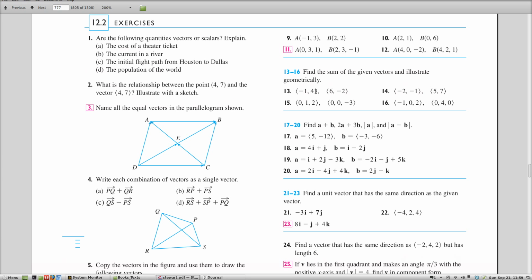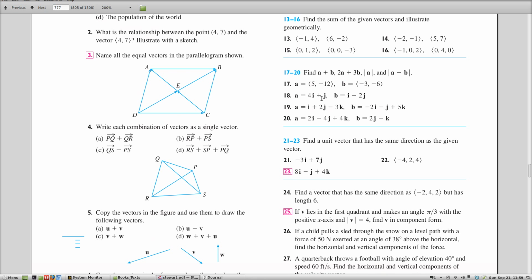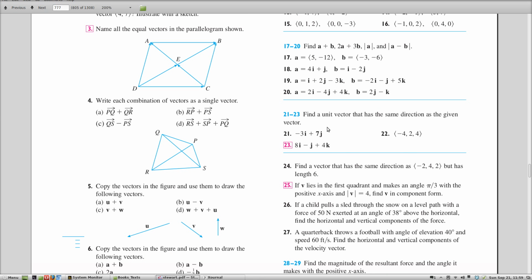So 13 through 16, you should be able to do those. It's still asking you about the meaning of vector sum. You should definitely be able to do these. We've already done some problems about magnitude and even the magnitude of a difference. So these are hopefully easy, and if you can't do them, then do them. Actually, maybe you should do them anyway.